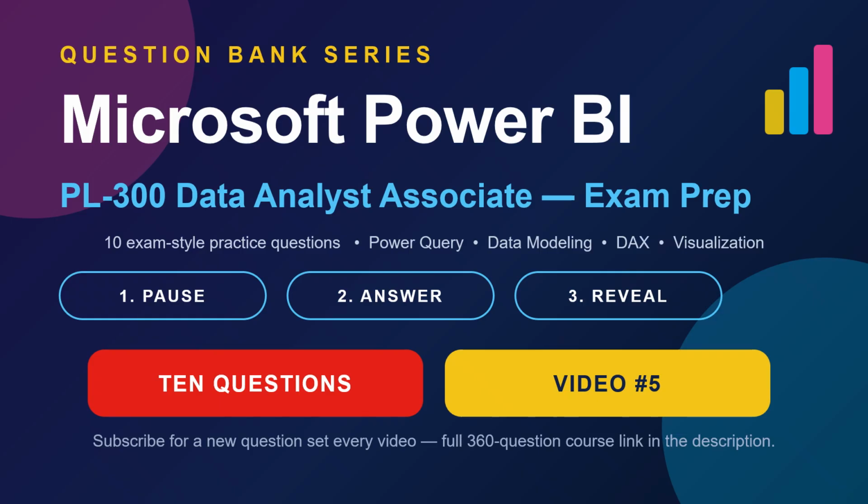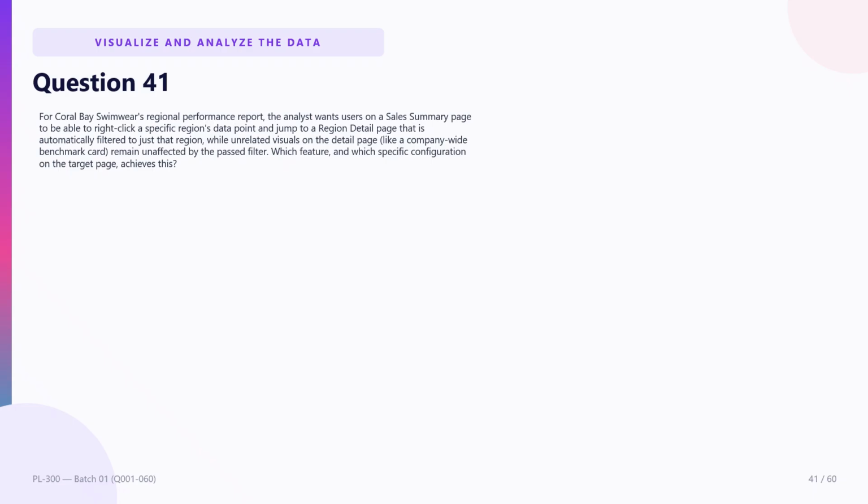Each question comes with the correct answer and a full explanation, including why the wrong options are wrong. Here's how to get the most out of this. When a question appears, pause the video, pick your answer, then hit play to check yourself. Ready? Let's dive in. Question 41.